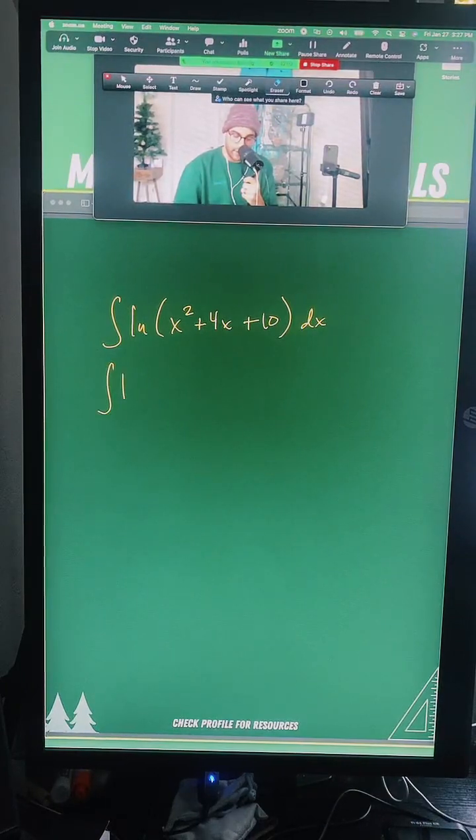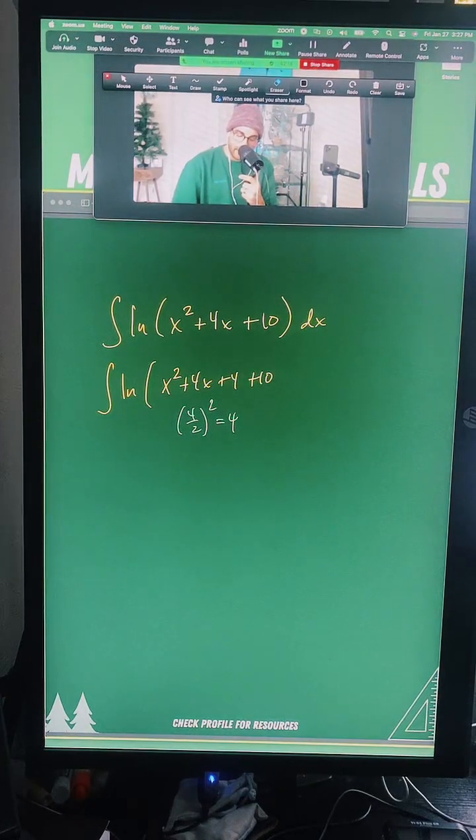So we have the integral of natural log of x squared plus 4x. Don't forget, we have to divide the 4 by 2 and square it. And that just happens to be 4. So then we have plus 4. And then technically we introduced a 4, and so we need to subtract a 4 there. Whoops, I'm already thinking of the 6. Okay, so then now this becomes natural log of x plus 2 squared plus 6 dx.